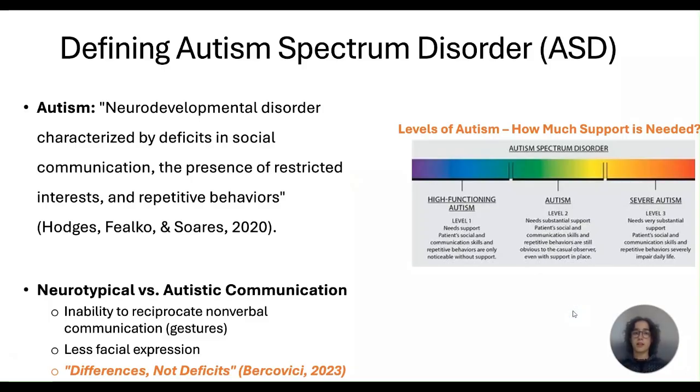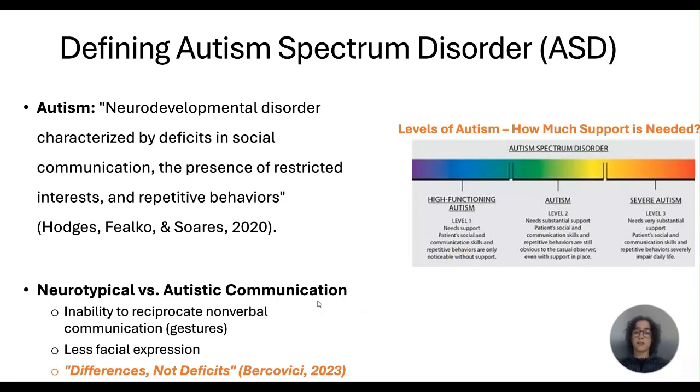Generally speaking, the general definition of autism spectrum disorder is that it is a neurodevelopmental disorder, and there are differences in communication, the presence of restricted interests and repetitive behaviors that go into diagnosing autism spectrum disorder, and especially differences in social communication that need to be considered when working with a client in the exercise science field who has autism.